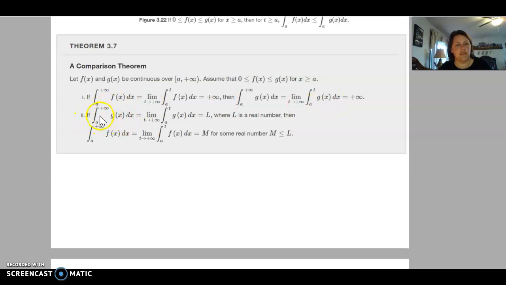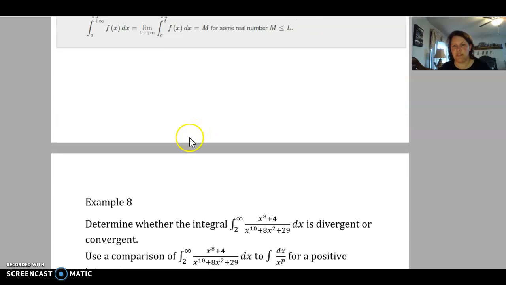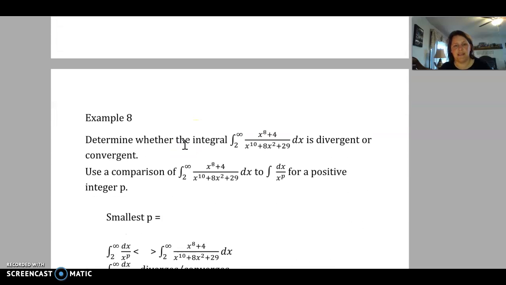Also, if the area under the curve from a to infinity of g of x is equal to the limit, so just changing it to the limit so you can integrate it, and if it is equal to L, then the integral of f of x is equal to m for some real number m less than or equal to L, because f of x is always less than g of x. So let's look at some examples of what we can do to use that theorem.